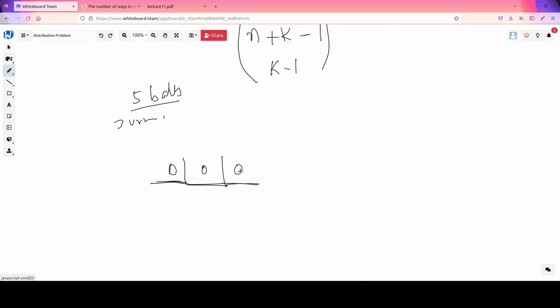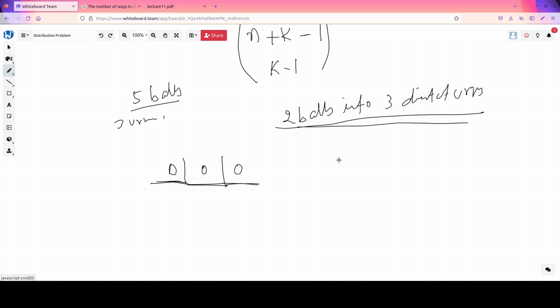Instead, we say that we now need to distribute the remaining 2 balls into 3 distinct urns, right? The problem remains the same here, right? So this can be done via 2 plus 3 minus 1, C 3 minus 1 ways, right?